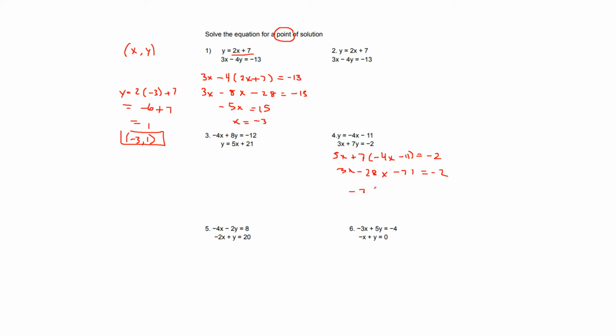So this becomes negative 25x equals 75. X equals negative 1. And we plug this back in, so it becomes negative 4 times negative 1 minus 11. 4 minus 11, or just negative 7. So our coordinate, or our point, will be negative 1, comma negative 7.